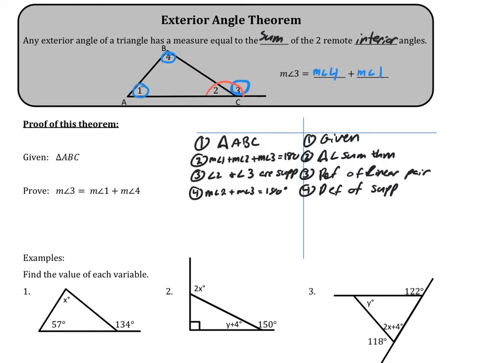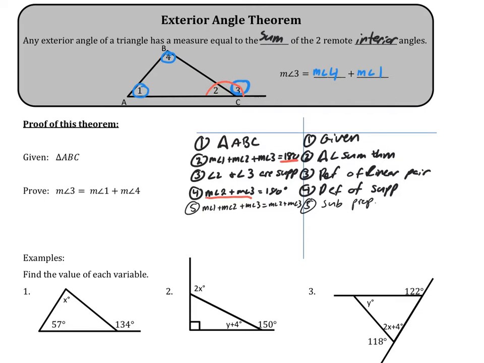Well, what can we do with this? Now I can do some substitution. If the measurement of angle 2 plus the measurement of angle 3 is equal to 180 degrees, then I can substitute that in for 180 over here. So let's do that. I'm going to need a little bit of a smaller pen size. So the measurement of angle 1 plus the measurement of angle 2 plus the measurement of angle 3 is equal to, and instead of 180, I'm going to write the measurement of angle 2 plus the measurement of angle 3. I'm allowed to do that because of the substitution property.